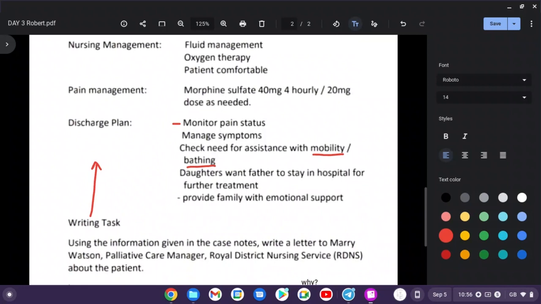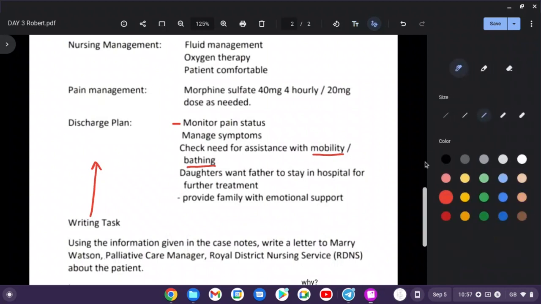Then you have to read the writing task again using the information given in the case note. Write a letter to Mary Watson, palliative care manager. So a palliative care manager deals with terminal illnesses. So this is relevant and it should be carefully noticed. You are writing a letter to the palliative care manager about the patient's condition, which is terminal illness.